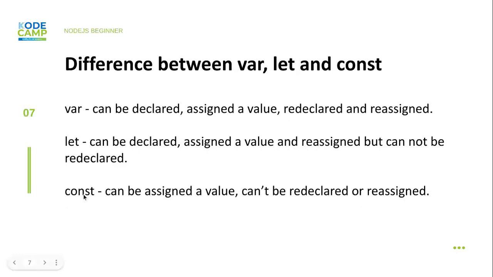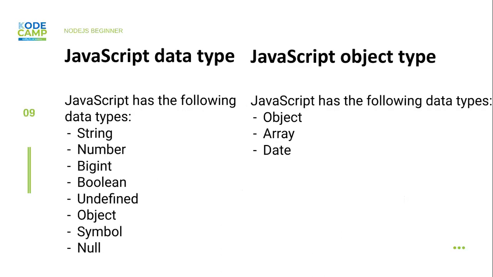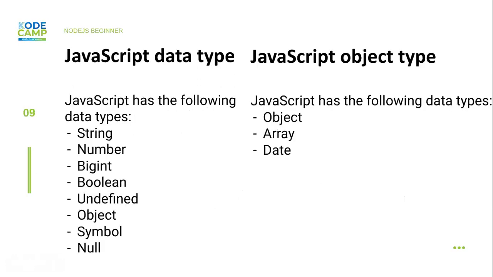Now const here, const can only be assigned. It can't be redeclared or reassigned. So you can only initialize and assign a value when you're using const. You can't reassign or redeclare a constant. Okay, so I talked about the difference between var, let, and const. There's also a difference between var and let using block scope and the rest. We are going to see that when we start writing functions.